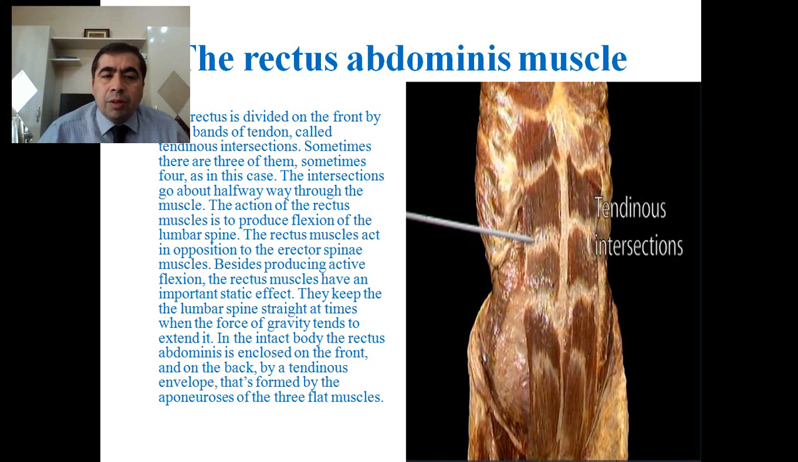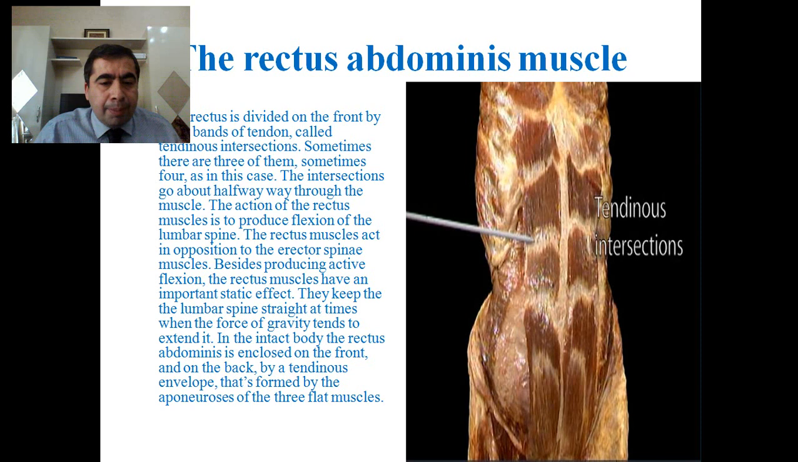The action of the rectus muscles is to produce flexion of the lumbar spine, and the rectus muscles act in opposition to the erector spinae muscles. They are extensors of the trunk, and these are the flexors. Besides producing the active flexion, the rectus muscles have an important static effect. They keep the lumbar spine straight at times when the force of gravity tends to extend it.